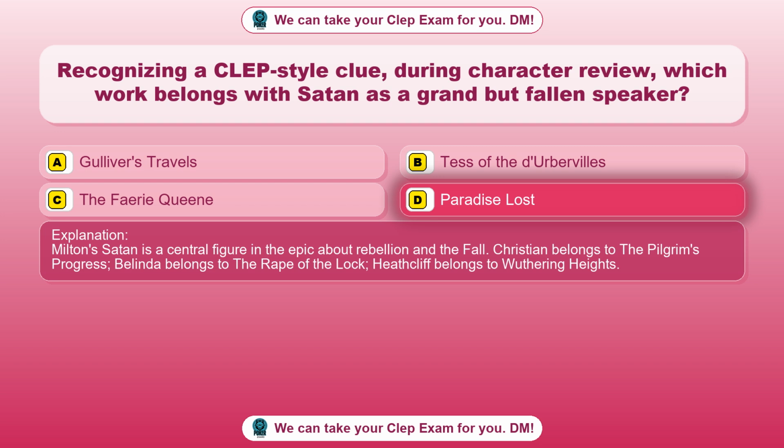Christian belongs to The Pilgrim's Progress, Belinda belongs to The Rape of the Lock, Heathcliff belongs to Wuthering Heights.